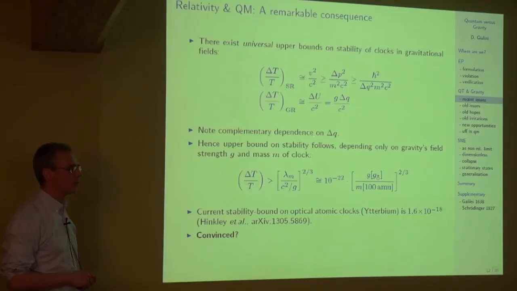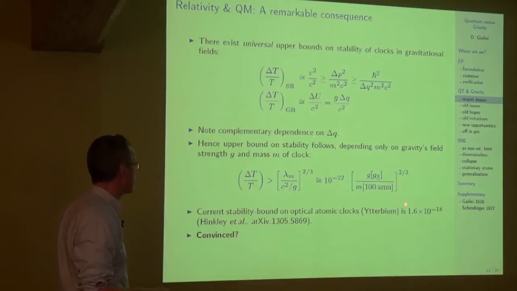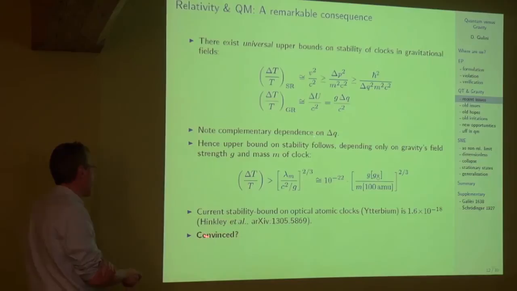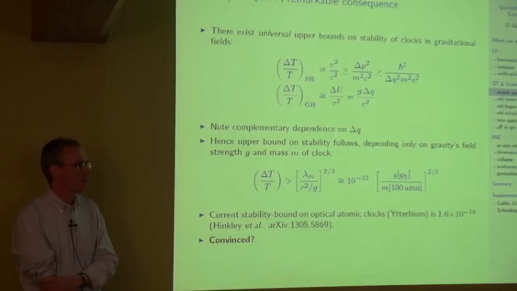So the current stability bound on optical atomic clocks is something like 10 to the minus 18. So in order to get this number right, you have to distinguish between stability and accuracy. So that is a stability limit. And again, I would like to ask you, do you think this is a convincing argument or not? I'm not going to tell you.